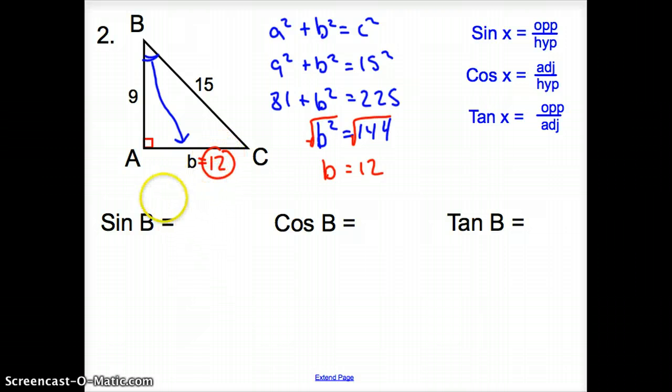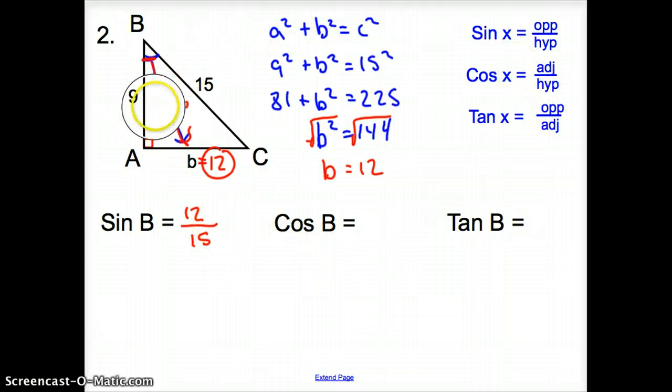So here we go. Sine of B. Again, we start at B. Sine is opposite over hypotenuse. Opposite is going to be that 12 over, what is my hypotenuse? My hypotenuse is across the 90-degree angle. So it is 15.